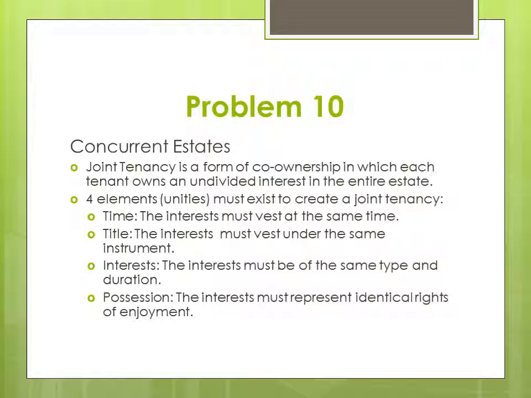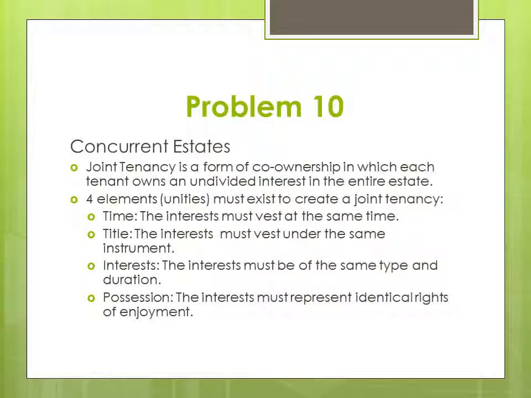Okay, problem 10 is dealing with concurrent interests. Joint tenancy is a form of co-ownership in which each tenant owns an undivided interest in the entire estate. So if you have a 100-acre estate and there are two joint tenants, there's no way to separate and divide that. You can't say that person A owns 50 acres and person B owns the different 50 acres. They literally own every piece of that land together or jointly.